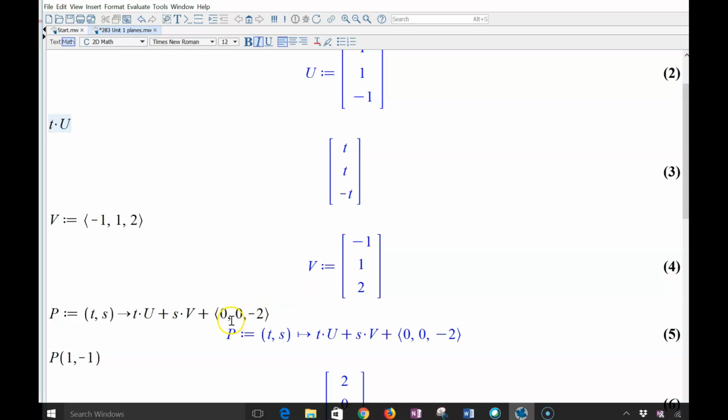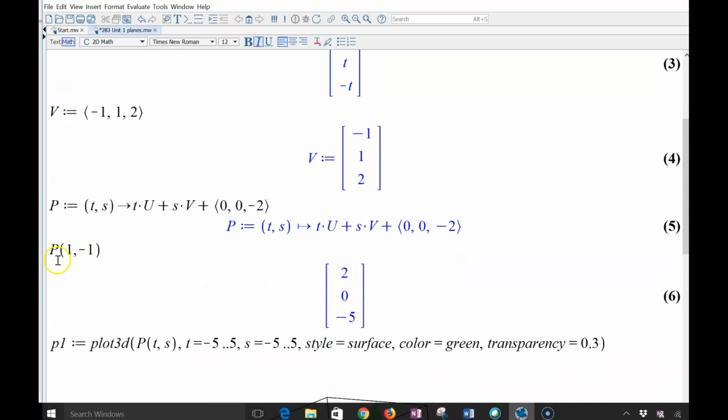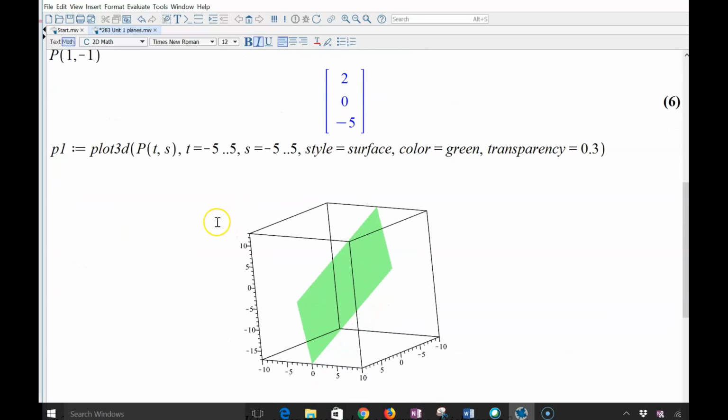So this is essentially the formula that I had in the OneNote file there. So it's t times the vector u plus s times the vector v plus, I just made up, 1, 0, 0, negative 2. That's the point I'm using. Now I just checked that it worked by plugging in some numbers, and then I plotted it using the plot3d command.